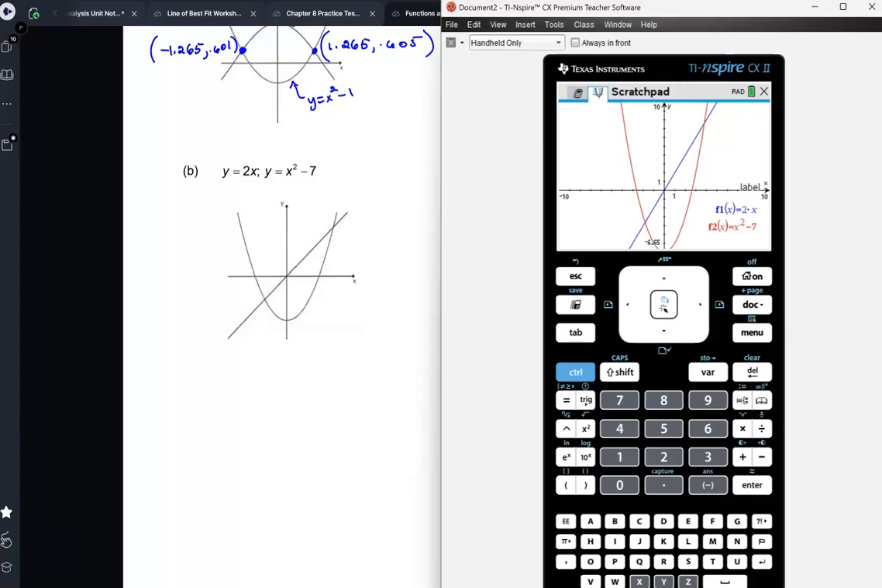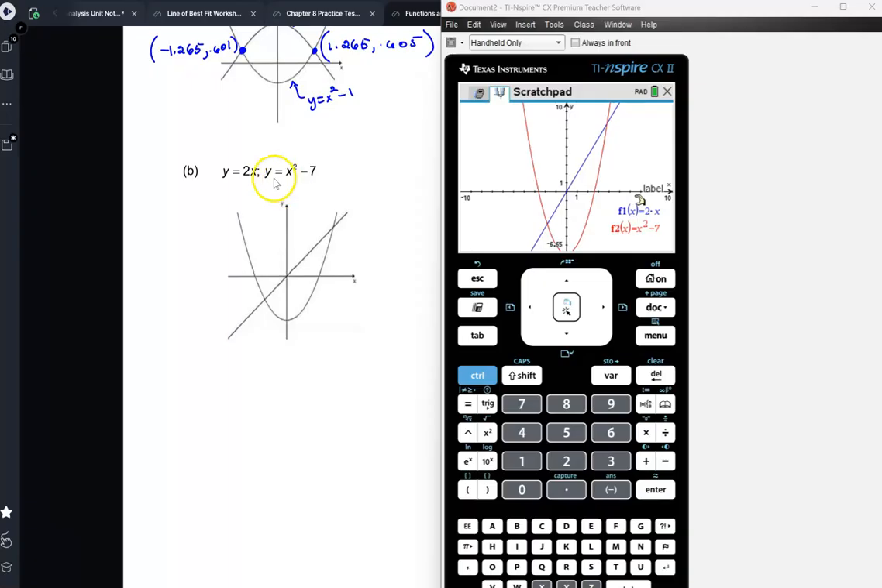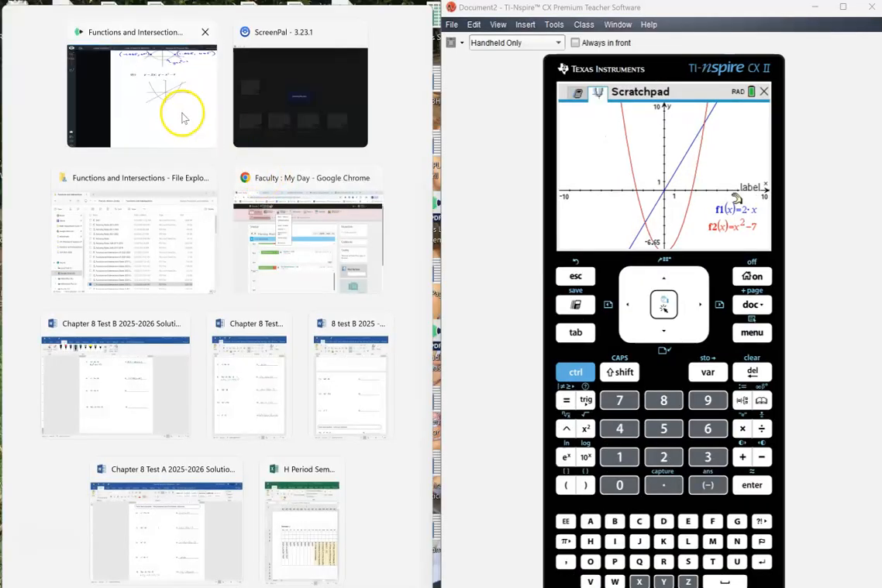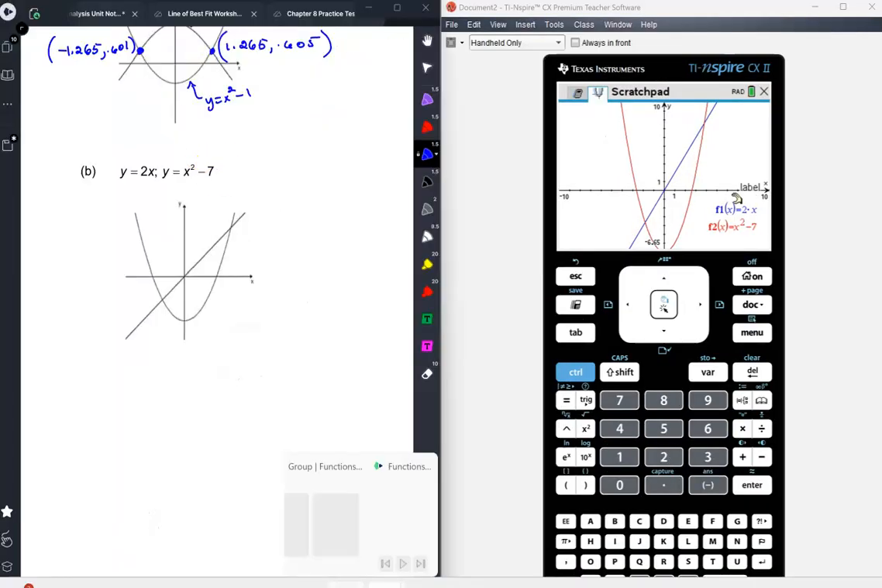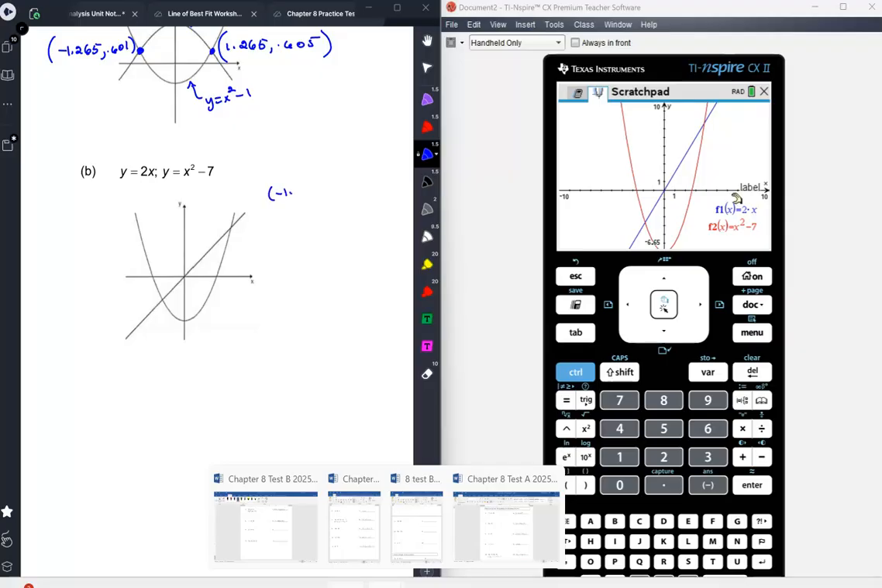So what are the points of intersection here? Negative 1.83. Let's go to 3 decimal places. Negative 1.828. Negative 3.657. And then 3.828.